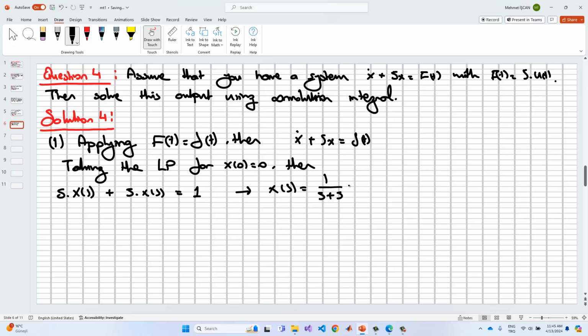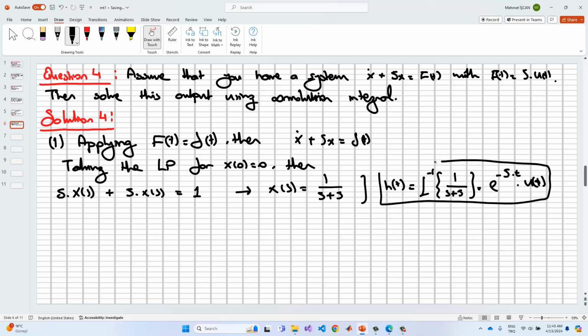Okay, and so taking the inverse Laplace transformation yields us the impulse response of this system. L^-1 of 1 divided by s plus 5, which is equal to e^(-5t) times ut. Okay, this is the impulse response, the general depiction of the system in terms of the time domain.